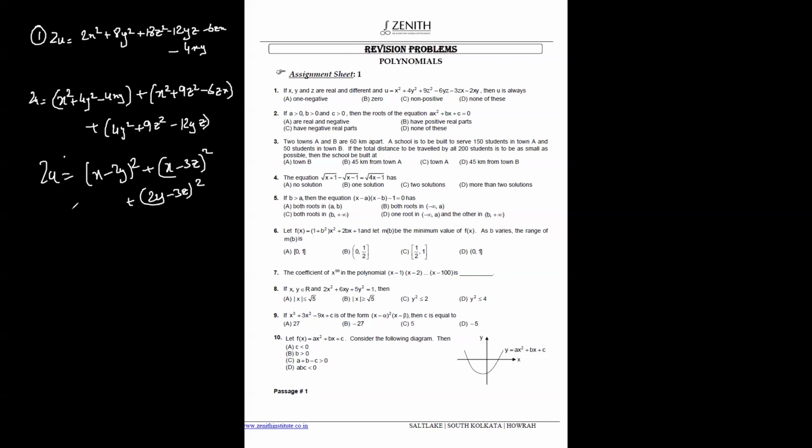So since u is a sum of perfect squares, the value of this will always be non-negative. Okay, it will always be non-negative. It could be zero, right? It could be zero in the sense that if x is equal to 2y is equal to 3z. So x, y, z in that case will not be the same, but as long as they are in the ratio, the value will become zero. So the answer would be non-negative.